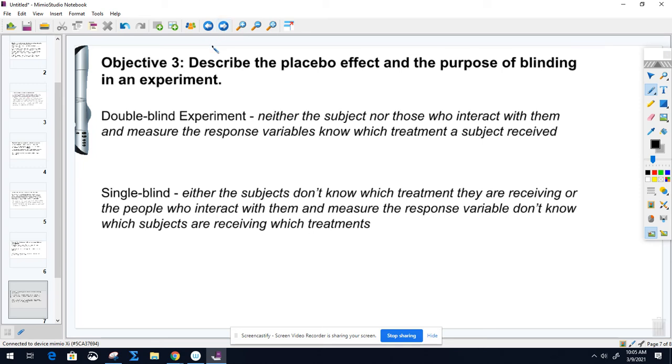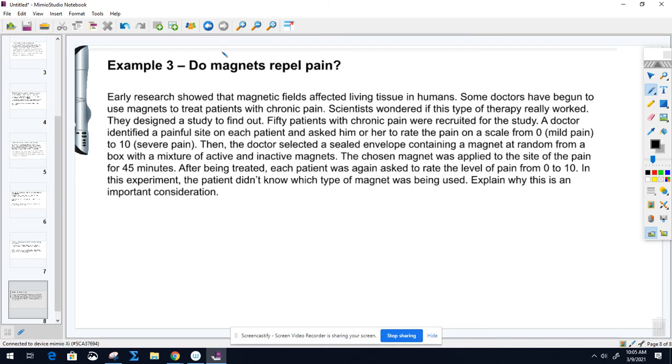Okay, so let's look at the last example here. It says, do magnets repel pain? So early research showed that magnetic fields affected living tissue in humans. Some doctors have begun to use magnets to treat patients with chronic pain. Scientists wondered if this type of therapy really worked. They designed a study to find out. 50 patients with chronic pain were recruited for the study.